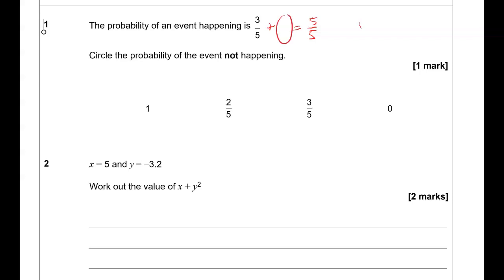So it's like doing 5/5, take away 3/5, that gives us 2/5. So that's the probability of the event not happening.